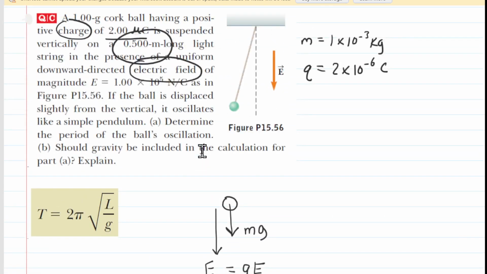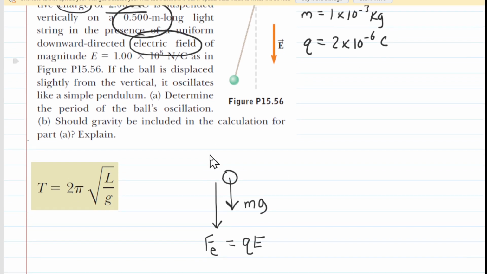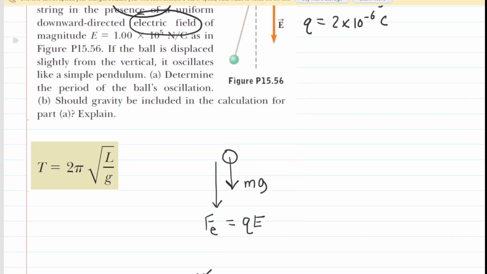Part B says, should gravity be included in the calculation for part A? Well, perhaps to answer that question, we can recalculate the period, but let's exclude the gravitational force and just sort of see what happens. So we're going to repeat the calculation, but we're going to take out the mg force.